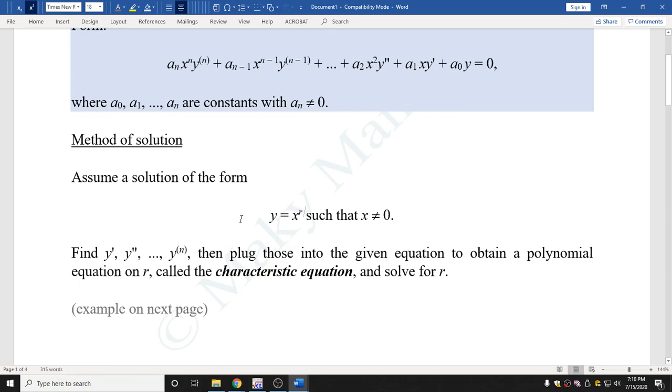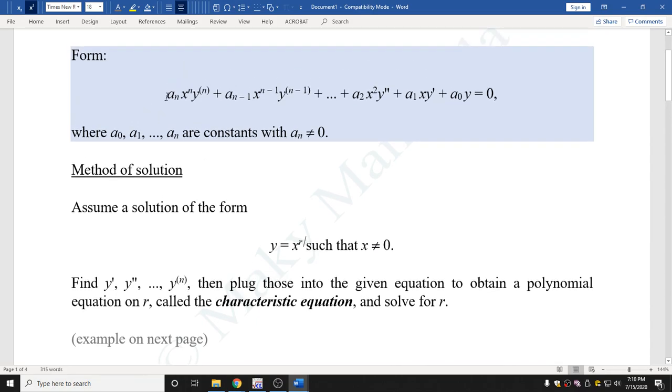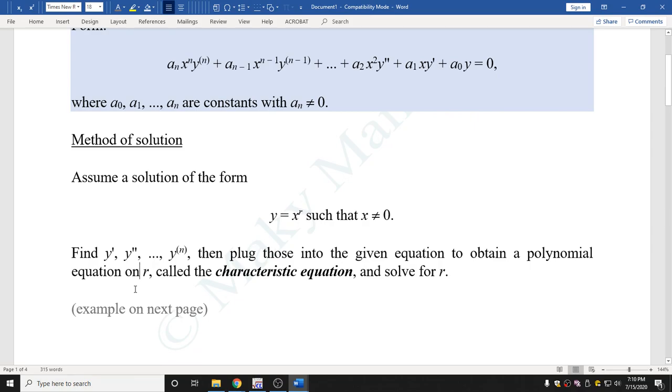So we begin by plugging in y, the first derivative of y, the second derivative of y, all the way up to the nth derivative of y into our equation, to obtain a polynomial equation in r. That polynomial equation is called the characteristic equation. Our aim is to solve for r.